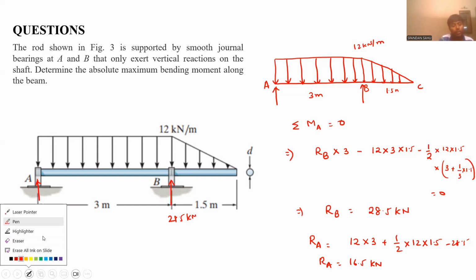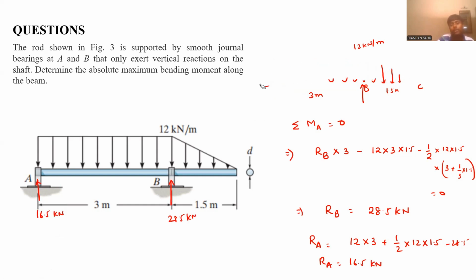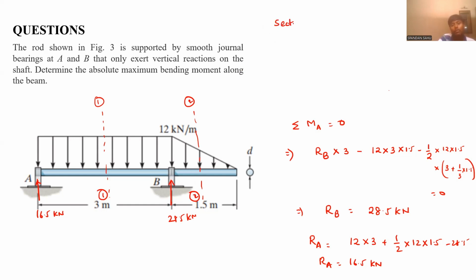So I am erasing this FBD directly to get some space. Now just take one section here and one section here and write the bending moment equation. We don't need shear force equation because we have to calculate absolute bending moment. So we will only plot BMD. For your case, you can try with SFD as well. Okay.